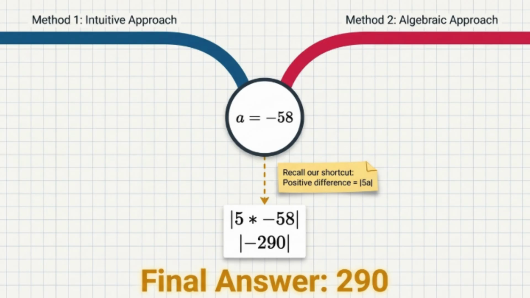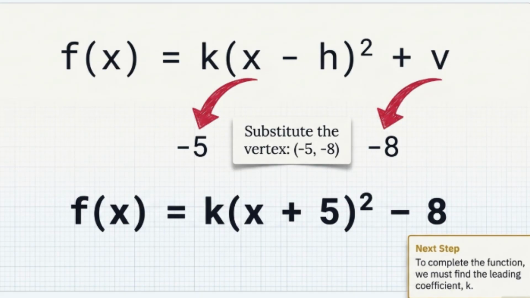Method 2. The standard algebraic approach, using vertex form. If you prefer to solve it algebraically, here is how the equation unfolds. Set up the equation using the vertex (-5, -8). f(x) equals k times (x plus 5) squared minus 8.